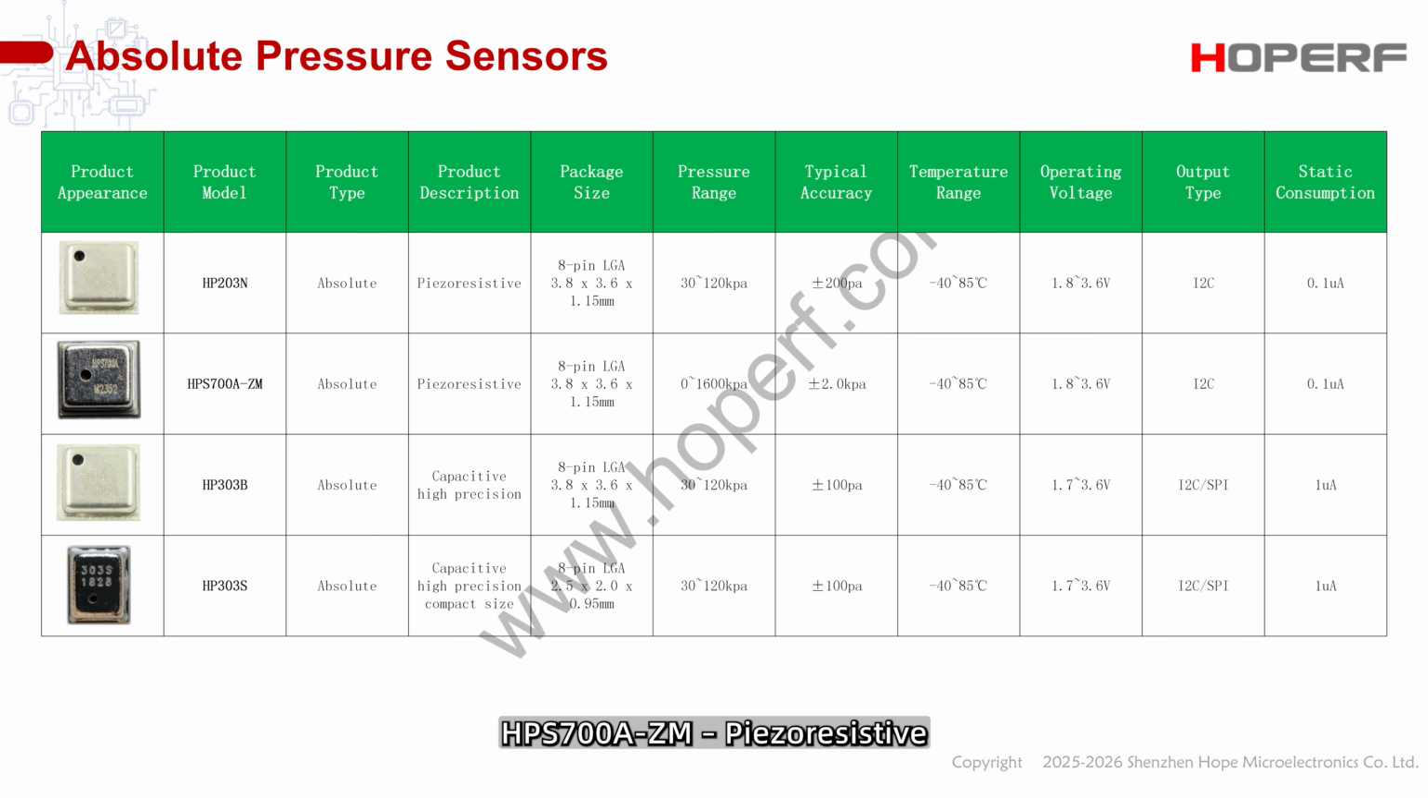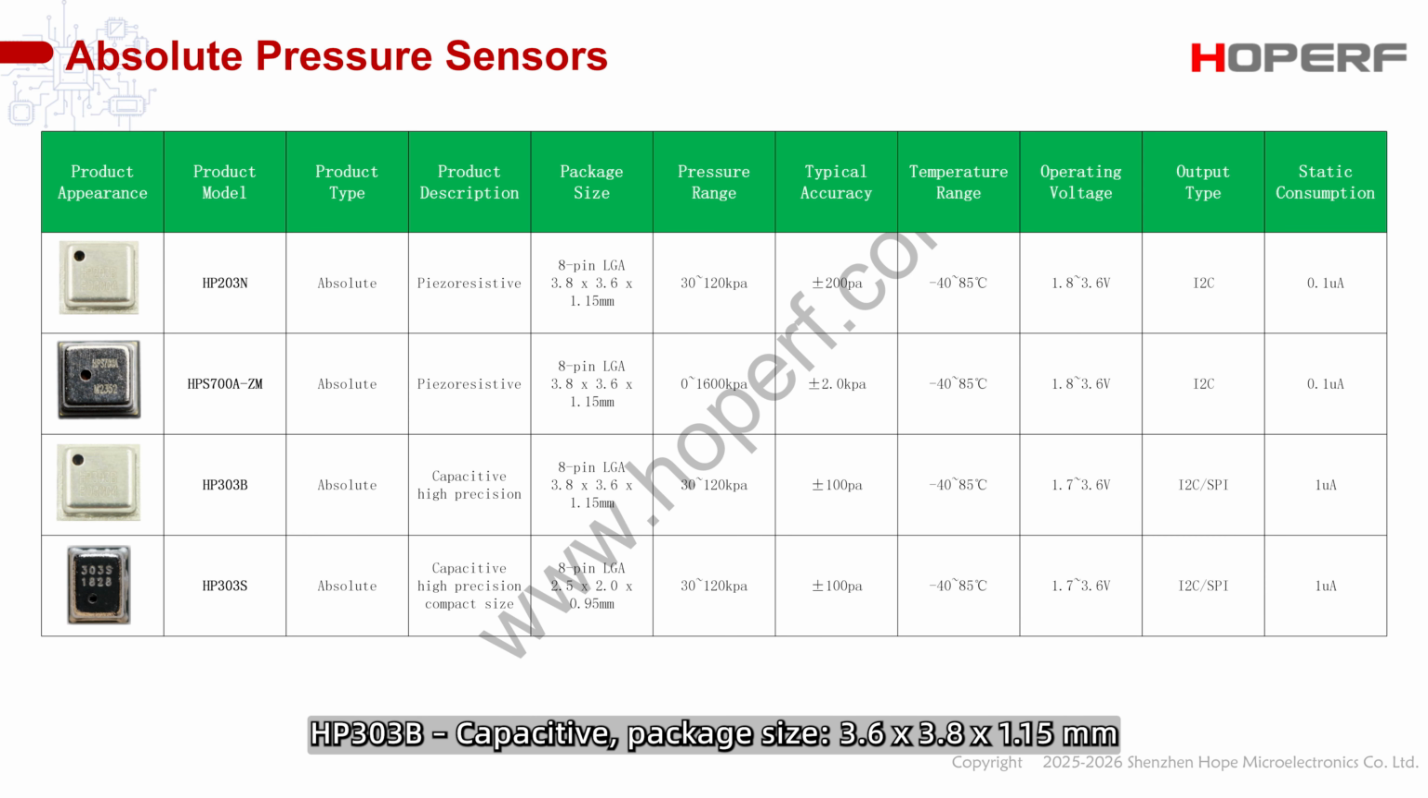HPS700AZM, piezoresistive, package size 3.6 by 3.8 by 1.1 mm, pressure range 0 to 1/1600 kPa, pressure accuracy plus or minus 2 kPa.